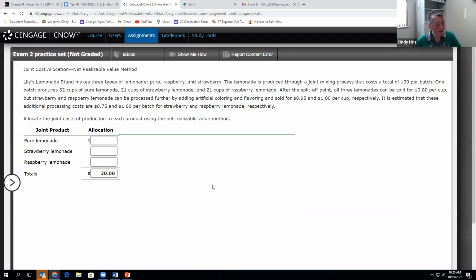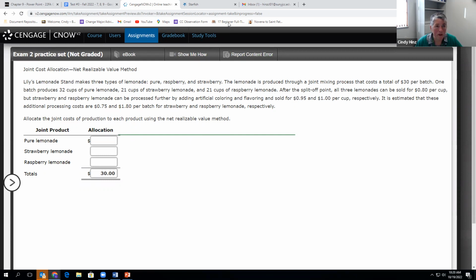And so what makes this different from the split off method, value at split off, is we're projecting farther into the future rather than what is it worth when we're done doing the joint processing, what will it be worth in the future and how much extra cost is that going to include?